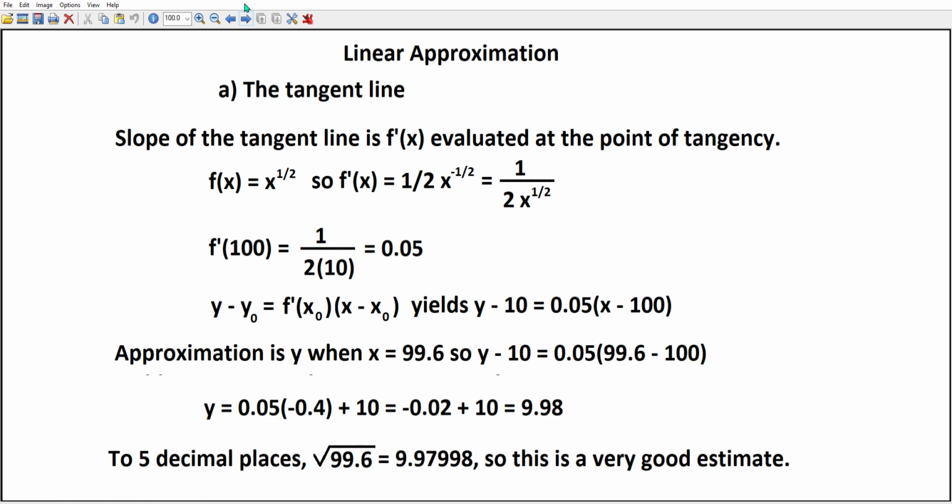In actuality, to 5 decimal places, the square root of 99.6 is 9.97998. So you can see this is a very good estimate. It's only off by 2 in the 5th decimal place.